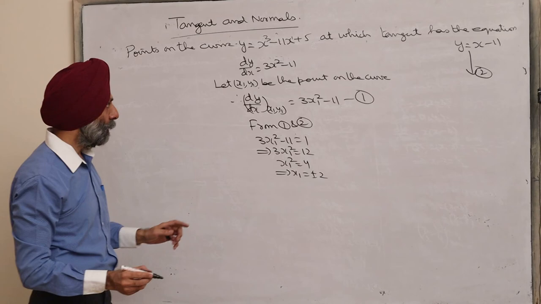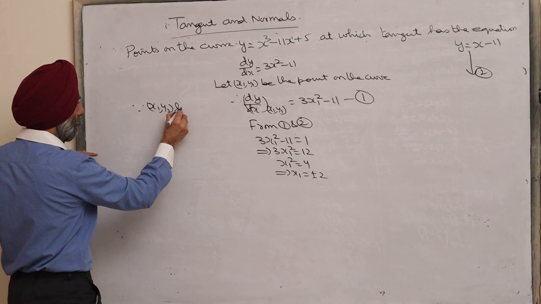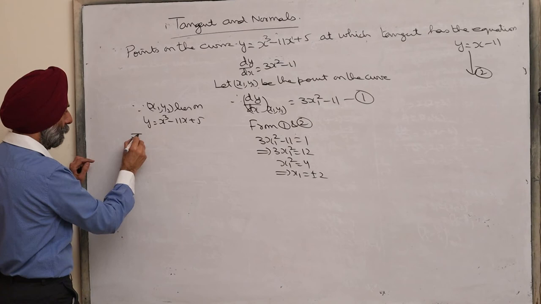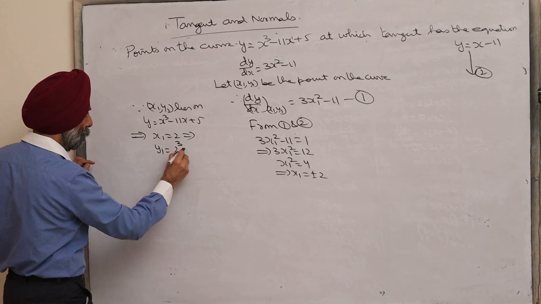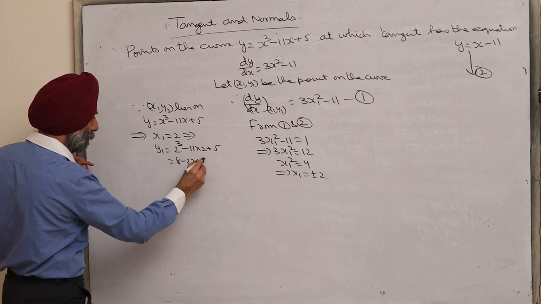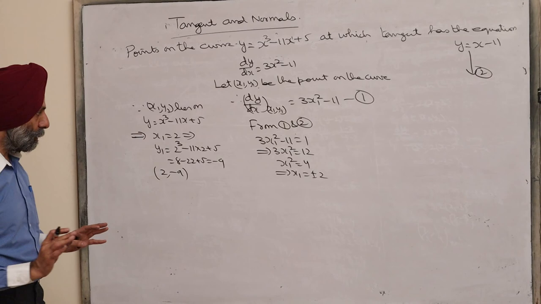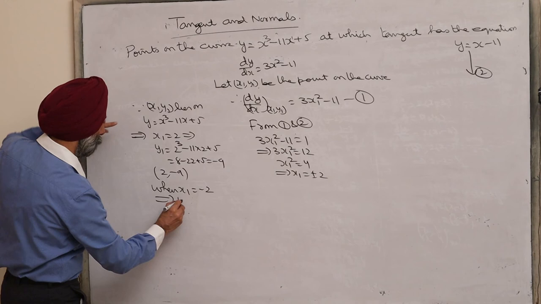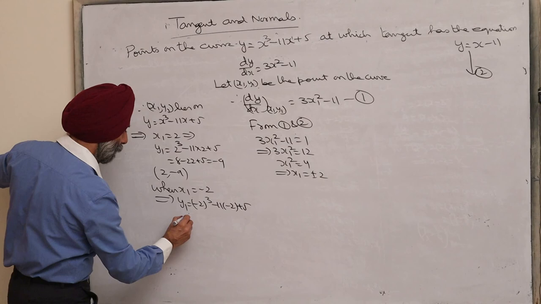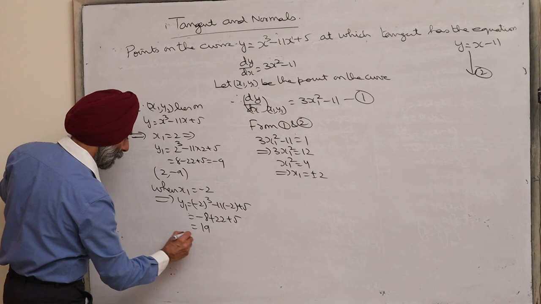Because (x1, y1) lies on y = x³ − 11x + 5, when x1 = 2, y1 = 2³ − 11·2 + 5 = 8 − 22 + 5, which is −9. So one of the possibilities is (2, −9). When x1 = −2, y1 = (−2)³ − 11·(−2) + 5 = −8 + 22 + 5, which is 19. So the other possibility is (−2, 19).